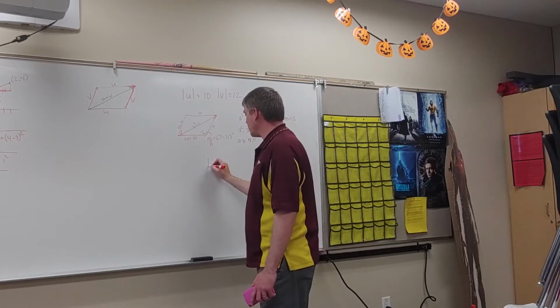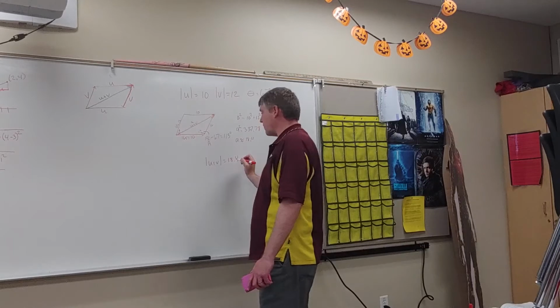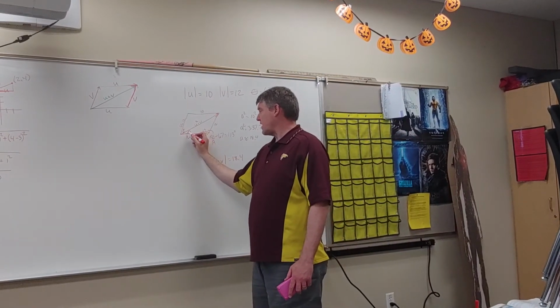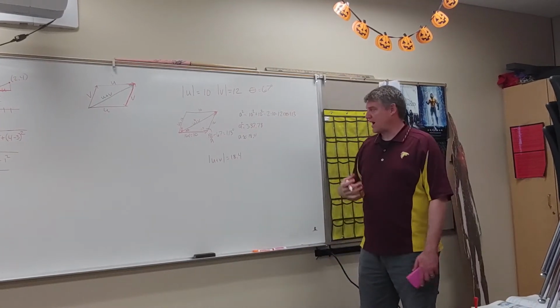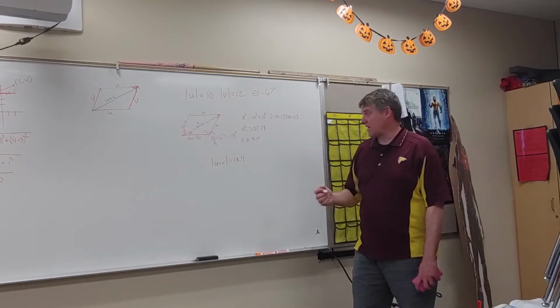So my magnitude of u plus v is 18.4. So that's my magnitude. Now, I really want to find this angle right there. Well, can I find that angle? Well, I can use the law of sines now and find that angle.